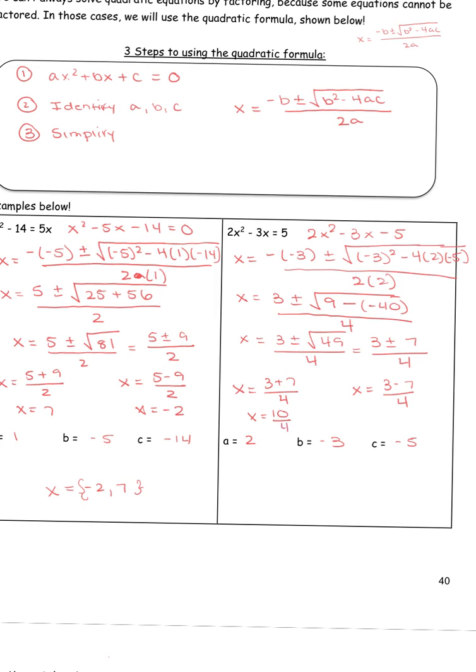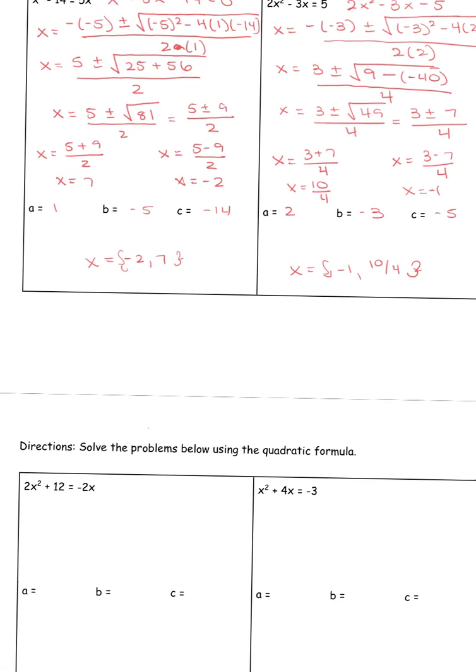And then we have 3 minus 7, which is a negative 4. And negative 4 divided by a positive 4 gives us a negative 1. So our solution set here is going to be negative 1 and 10 fourths.